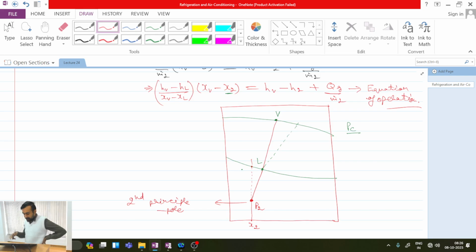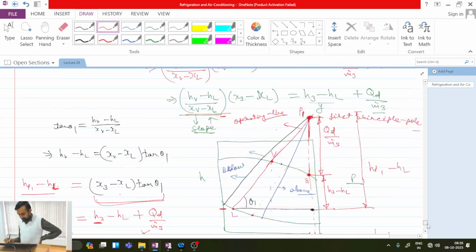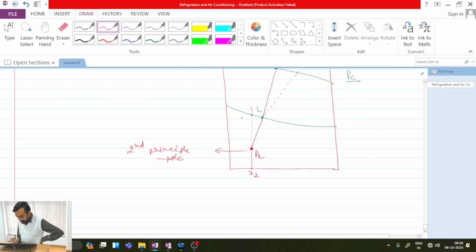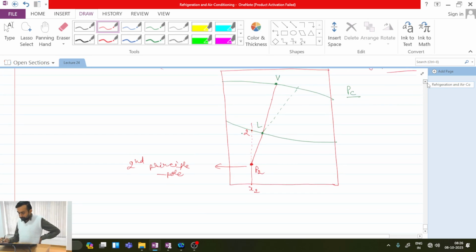The line joining liquid and vapor is a straight line whose equation is this. So this straight line will be nothing but my operating line. Likewise, you see over here, this is the operating line. In the similar way, this is my state 2 and this is the operating line.